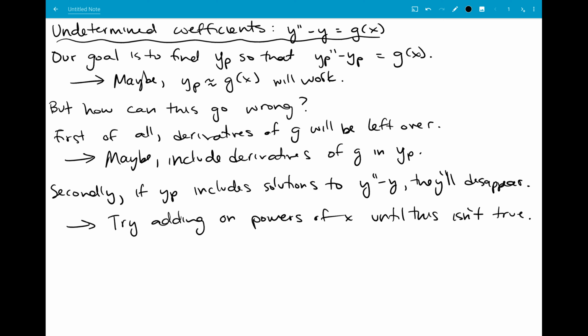And so hopefully that helps you understand where the intuition for those 3 different rules we had came from. Seeing in just this concrete example how if you forget to include all your derivatives, or if you have solutions to the differential equation, it's going to make your guess for y sub p not work out.